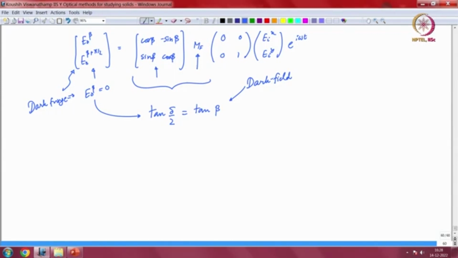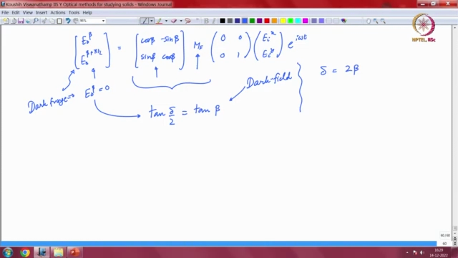Which means delta is 2 times beta from here. You can of course add any 2 pi to this, it will give you the same value, but this basically is the fundamental relation. So by rotating the analyzer by various degrees, you can actually get a dark fringe to come over the particular point of interest, and at that point you get delta equal to 2 beta. Okay, so that is step number 2.